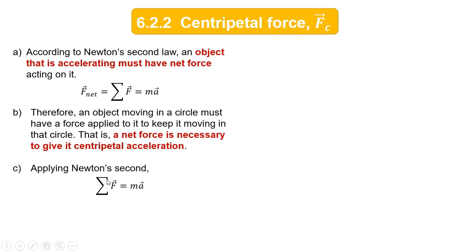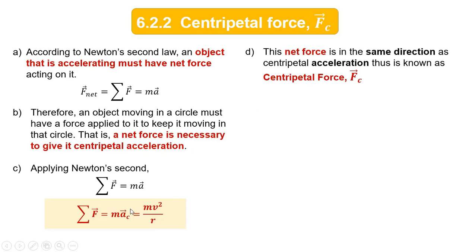Applying Newton's second law, summation of F equal to ma. Since in uniform circular motion only centripetal acceleration exists, we can equalize the equation of net force, summation of F equal to m a_c, and also equal to mv squared over r. In the previous lesson, we know that a_c equal to v squared over r. This net force is in the same direction as centripetal acceleration, thus is known as centripetal force, Fc.